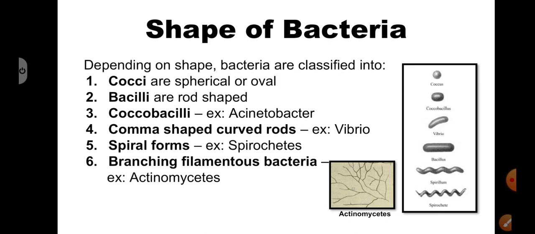Looking at the shape, the bacteria can be cocci when spherical or oval in shape. When rod-like, it is known as bacilli. When intermediate in morphology between cocci and bacilli, it is known as cocobacilli. Example is Acinetobacter. Then it can be curved or comma shaped, example Vibrio. Some bacteria are spiral forms like spirochetes, such as Treponema pallidum, and a couple of bacteria are filamentous and branching, example Actinomycetes.